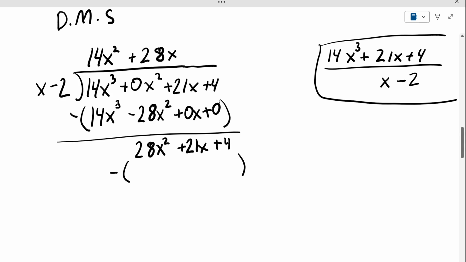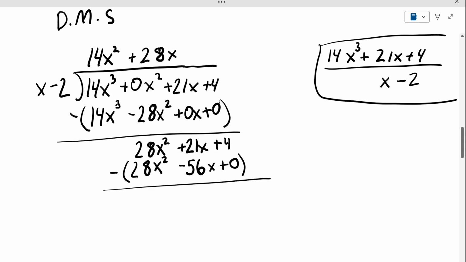What is 28x times x? 28x squared would be the answer, so we can write that here. And now we can multiply 28x by negative 2. And that will give us negative 56x. And we can write plus 0 here, just to help keep things easy. And now we can do 28x squared minus 28x squared. That's 0. We don't need to write anything.